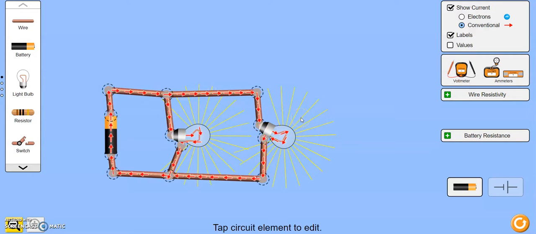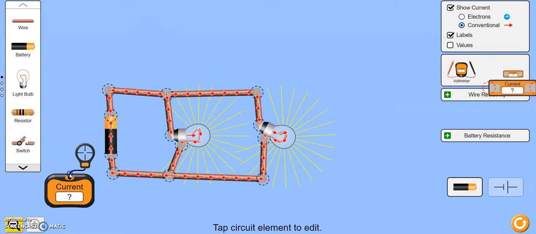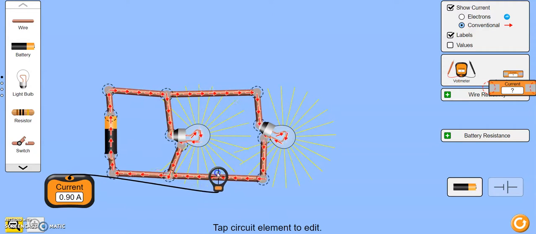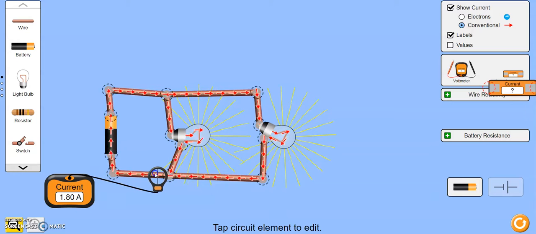Let's take a look at the current. If we take our ammeter, we'll notice that the current leaving here is 1.8 amps. The current coming back is also 1.8 amps. Through here, we'll notice that it's 0.9 amps, and here 0.9 amps as well. So notice the current of 1.8 splits evenly between the 0.9 and the 0.9, and it travels back. As it comes back through here, it's 0.9 and 0.9, and when it joins back together, it is again 1.8.